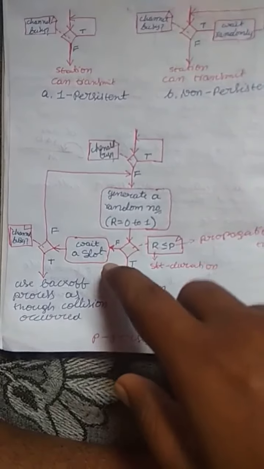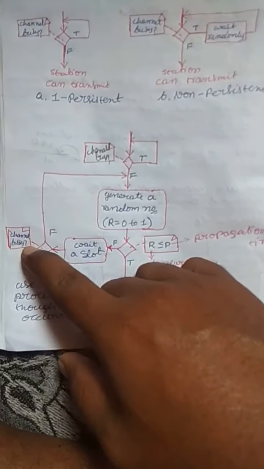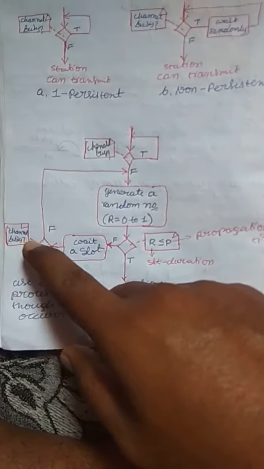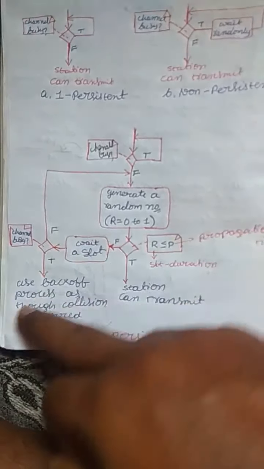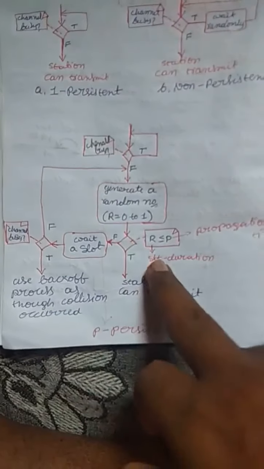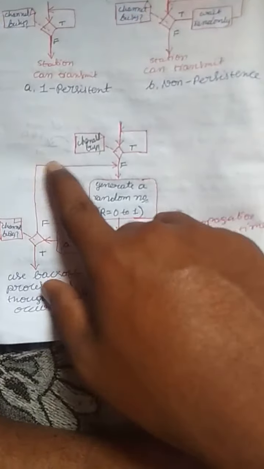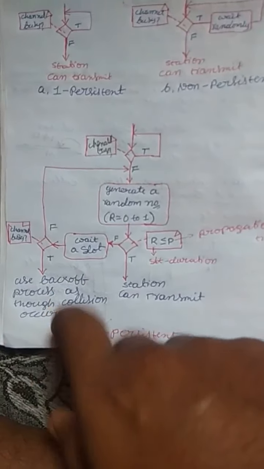Okay, then it will check the line again, whether the channel is busy or not. If the channel is busy, it will go to the backoff process, otherwise it will send the transmission. Okay, it will go to the first step, otherwise it will go to the backoff process.